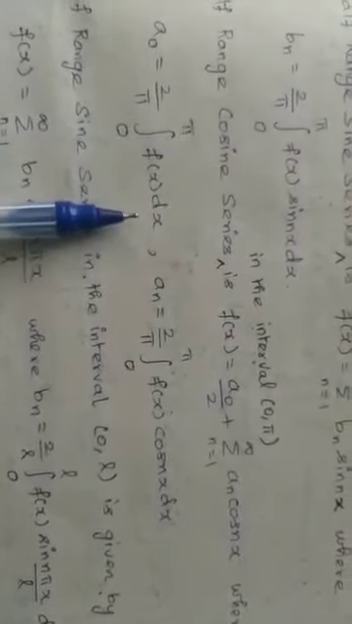Half range cosine series in the interval 0, pi is f of x is equal to a0 by 2 plus sigma n equal to 1 to infinity an cos nx, where we have two constants a naught and an. a naught is equal to 2 by pi integral 0 to pi f of x dx and an is equal to 2 by pi integral 0 to pi f of x into cos nx dx. These two formulas are for the interval 0, pi.